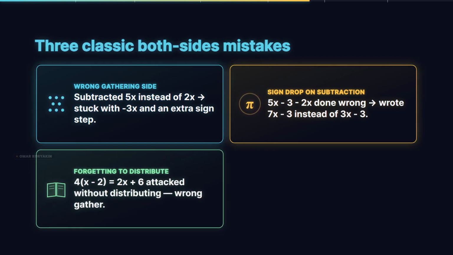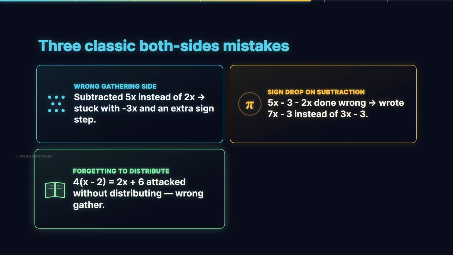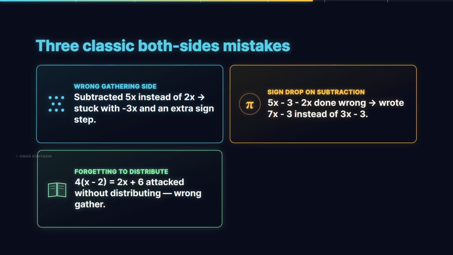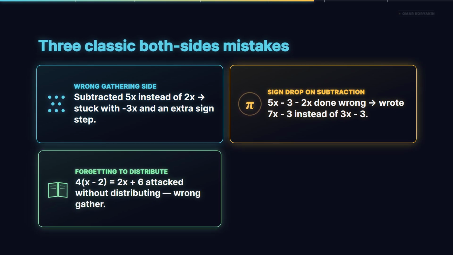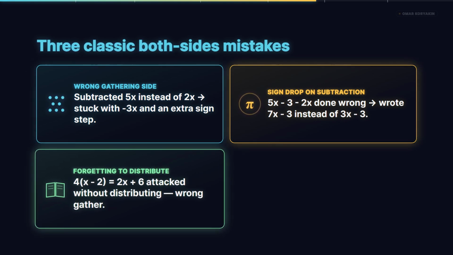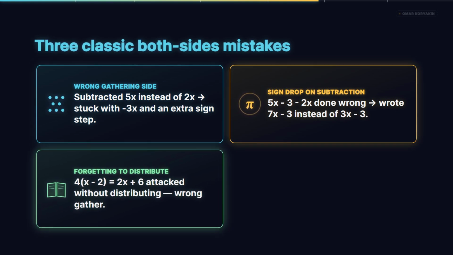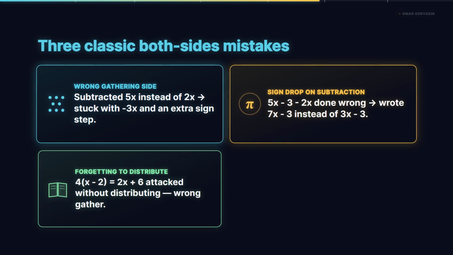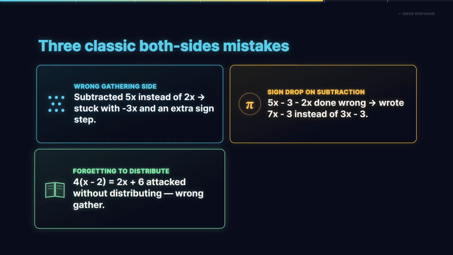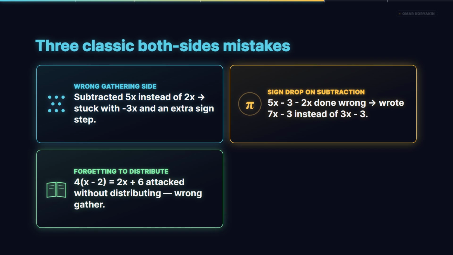Third mistake, skipping the distribute step when parentheses are present and trying to gather variable terms with the parentheses still in place. A student sees 4 times the quantity x minus 2 equals 2x plus 6 and tries to subtract 2x from both sides immediately, but the 4x is hidden inside the parentheses and the gather step does not reach it. The fix is to scan the equation for parentheses before any gather step and distribute every parenthesized chunk first. Only then is the equation in the standard both sides form ready for gathering.